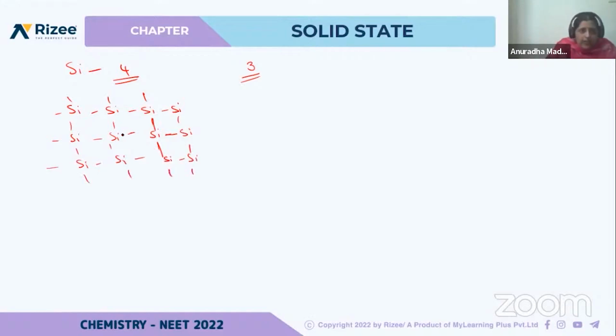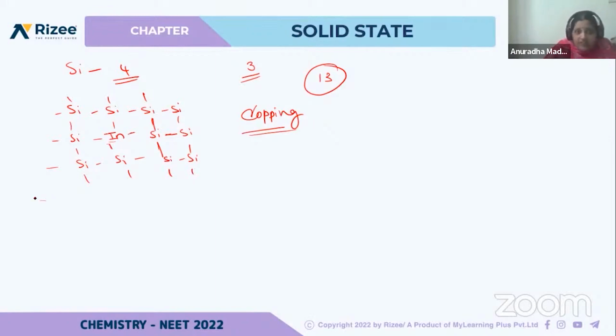Now we replace one Si with a group 13 element, say indium. This replacement of one element with another, the addition of impurity, is doping. We are changing the pure form of this crystal structure by adding this group 13 element as impurity. That is known as doping. Okay, fine, we added one impurity here.